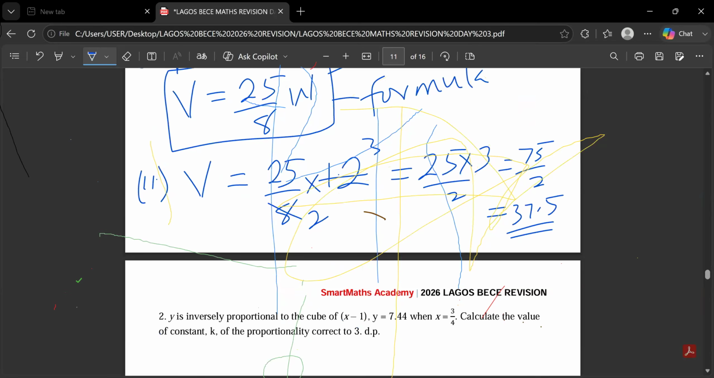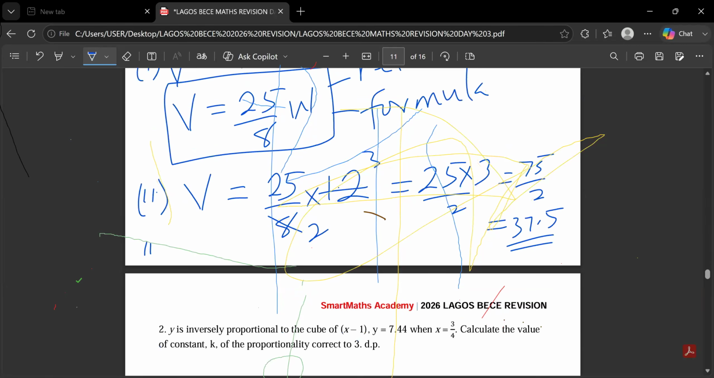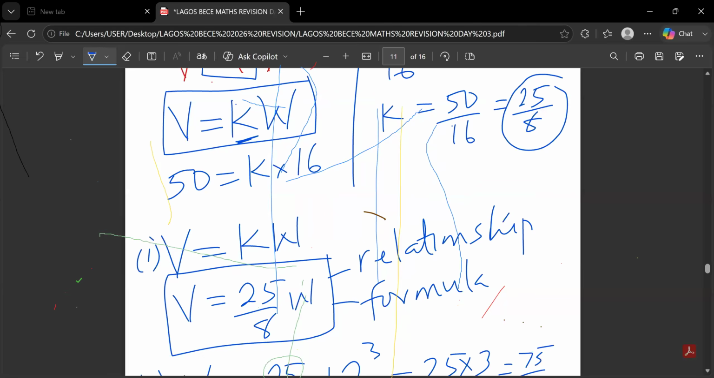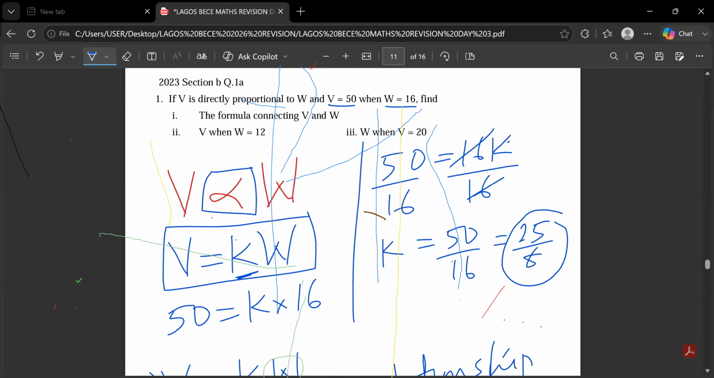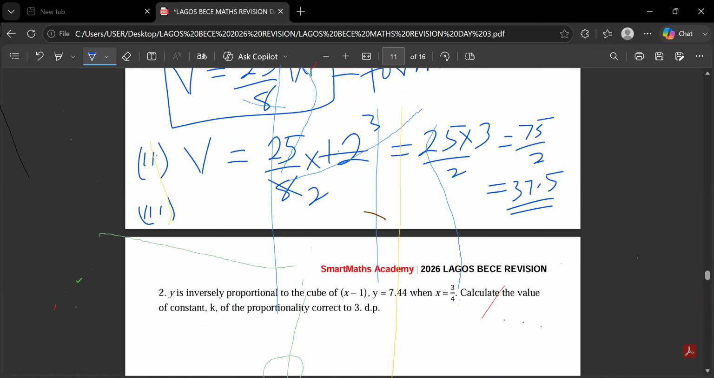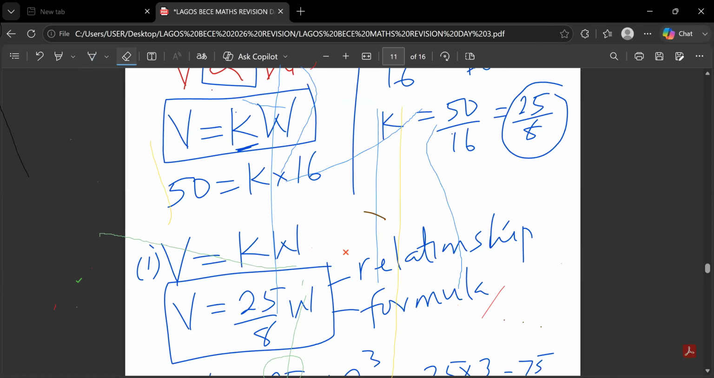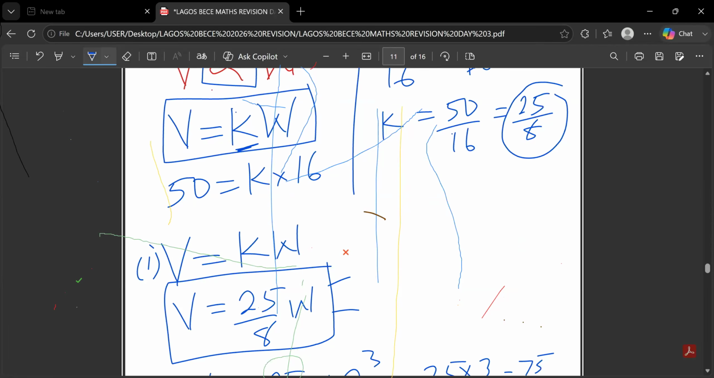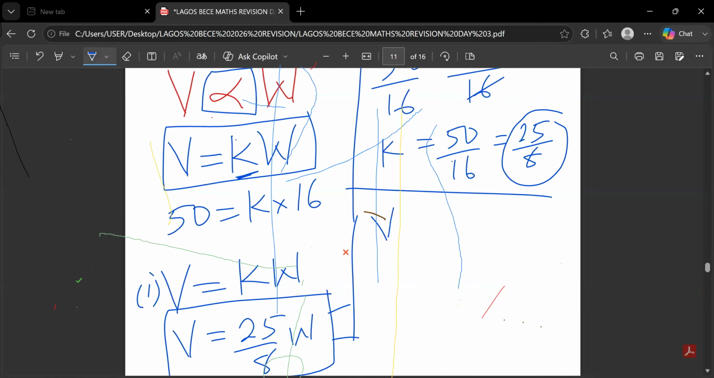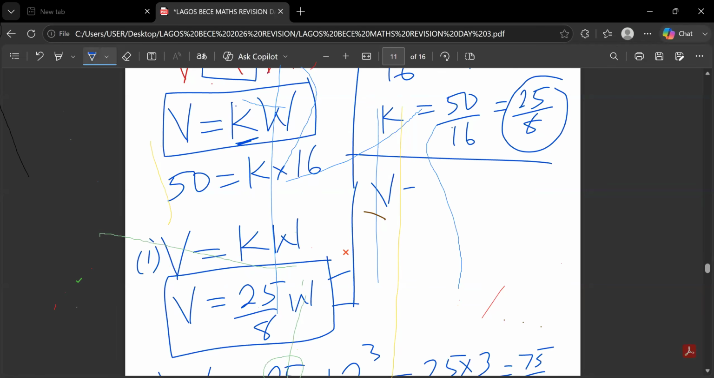And the third one is, what is it? Find W when V is equal to 20. So we are looking for W when V is equal to 20. Okay, let me do it here. All right. Find V, find W. So we write out the formula again. V is equal to 25 over 8 W. So it is W we are looking for when V is 20.